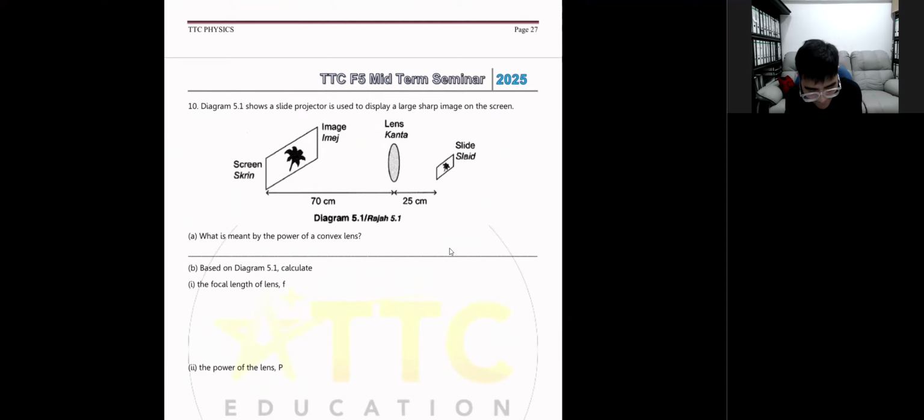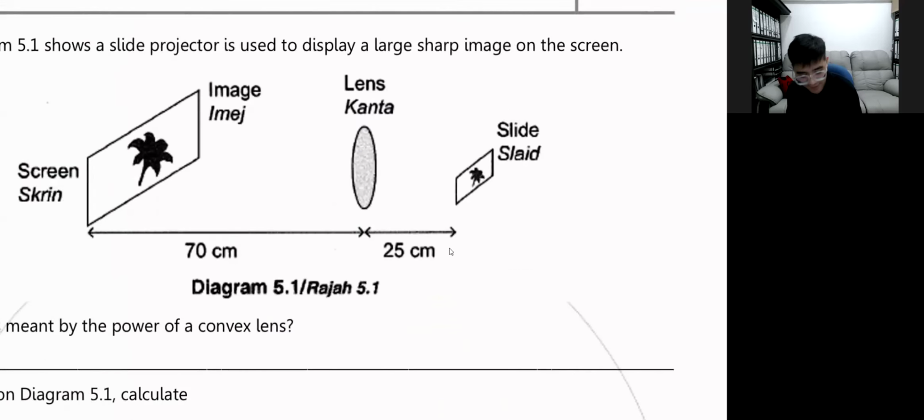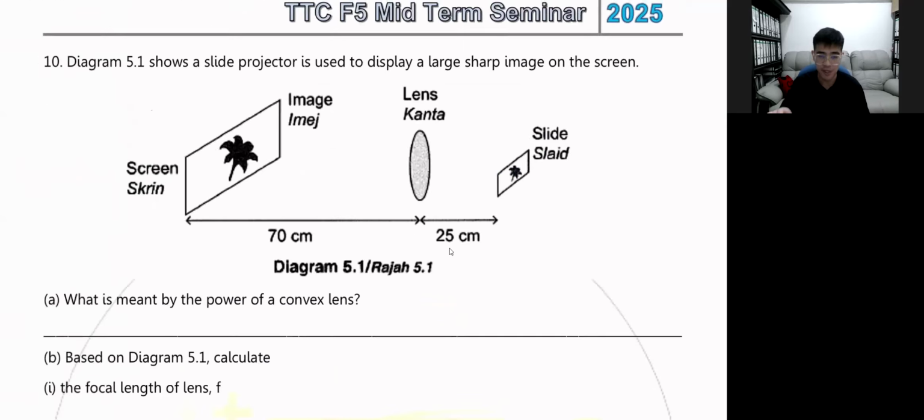Question 10 says, diagram 5.1 shows a slide projector that is used to display a large, sharp image on the screen. So, can you see? There is a slide. The slide is the object, but the light of the slide, after passing through the convex lens, the image will be shown on the screen. The image will be formed on the screen.